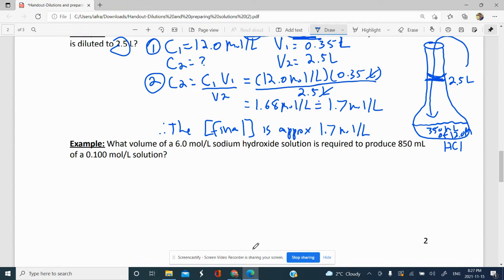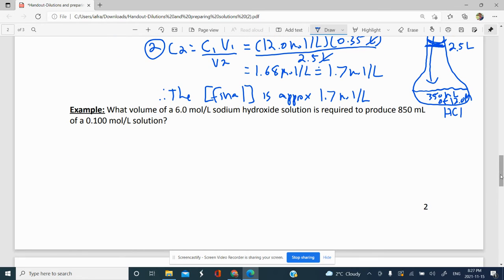In this video, we're going to do some more dilution problems. Let's go to our next example in the handout. What volume of a 6.0 mole per liter sodium hydroxide solution is required to produce 850 mL of a 0.100 mole per liter solution? At first glance, this question's a little bit scary, but you'll notice that we start off with this concentrated solution of sodium hydroxide. And we want to make a more dilute solution.